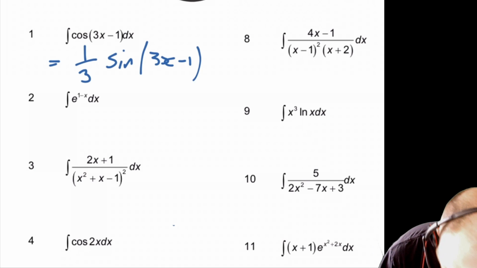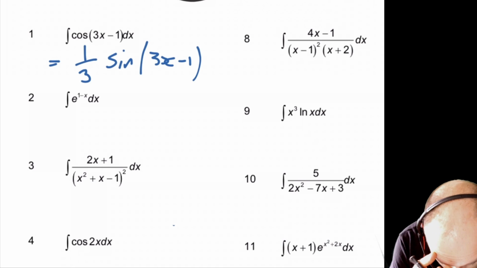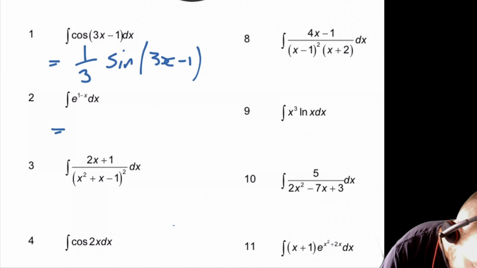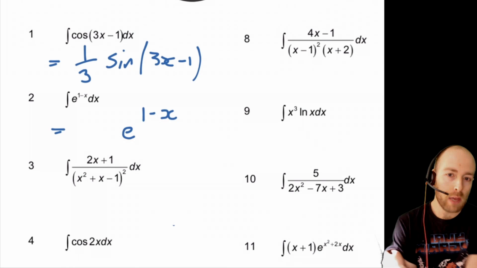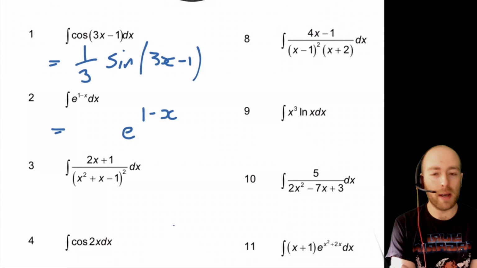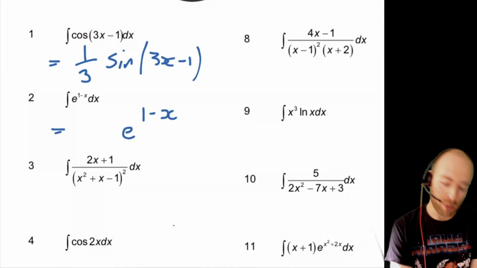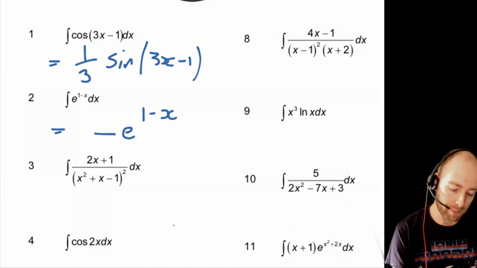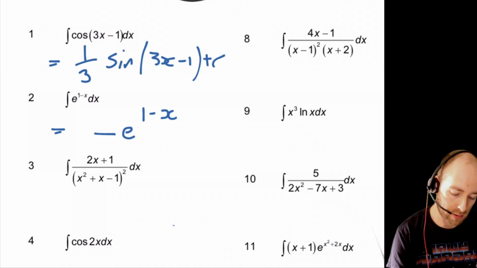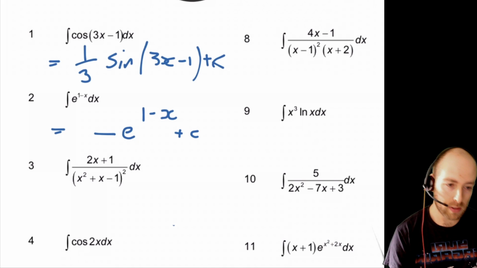Alright, e to the 1 minus x. Well, e to the x goes to e to the x, so my answers can be of the form e to the 1 minus x. If we differentiate that, though, we're going to get a minus out the front, which we don't want, so we need to introduce our own minus to cancel out the minus we would get. All these are going to be plus c.